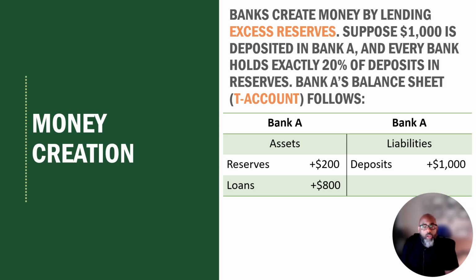The $800 that are loaned out will likely be spent and redeposited either at the same bank or at a different one, where part of it will again be kept in reserve. And likewise, the rest will be loaned out. Throughout this repeating cycle, a single deposit can expand into a much larger amount of money circulating in the economy.